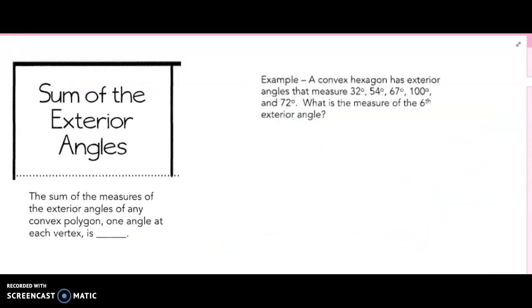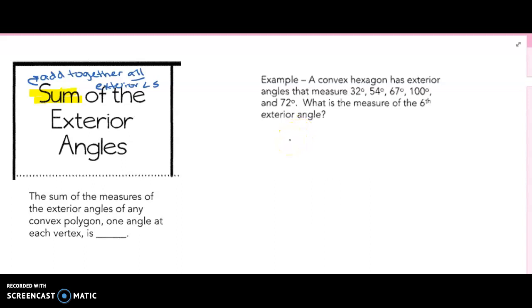All right, so now let's look under the flap that says sum of the exterior angles. So remember, the sum means this is when we add together all exterior angles. So we're going to add them all up. Okay, sum of all the exterior angles.